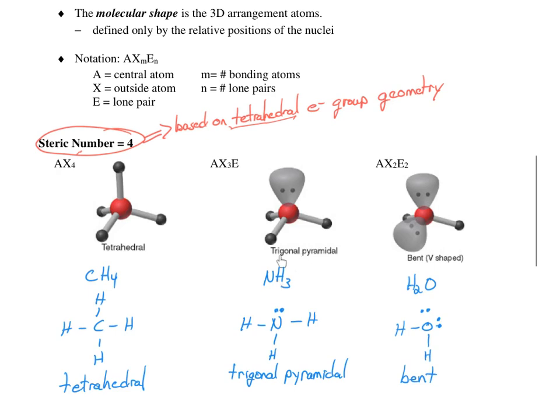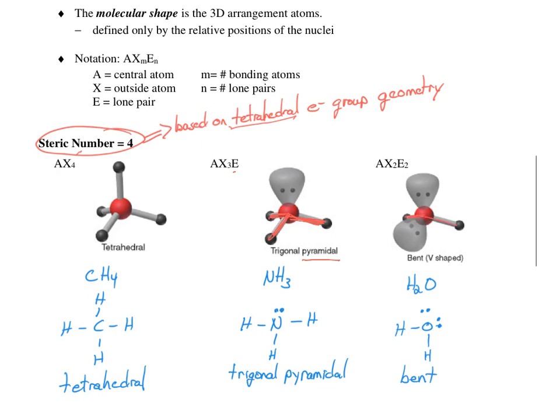NH3, ammonia, is an example of a trigonal pyramidal geometry. There's 3 bonding regions, 1 non-bonding region. When we identify the molecular geometry, we look solely at the relative position of these atoms to each other. This is a trigonal pyramidal geometry versus the trigonal planar geometry that we saw on the prior page when we had no lone pair.